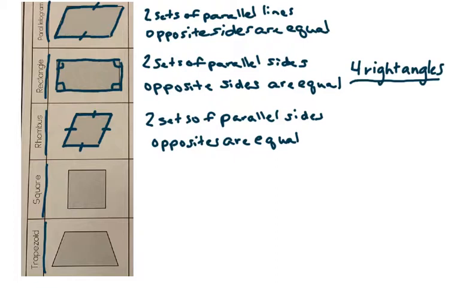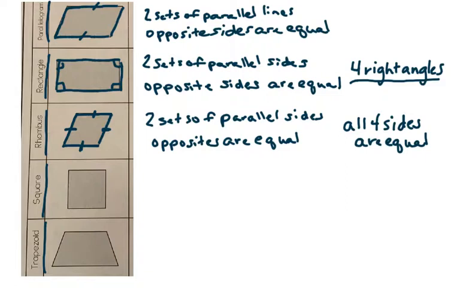In order for it to be considered a rhombus, you'll notice by the markings that not only are opposite sides equal, but all four sides are equal. So again, a rhombus is always a parallelogram because it has two sets of parallel lines and opposite sides are equal, but not every parallelogram is going to be a rhombus because all four sides have to be equal in order to be classified as a rhombus.